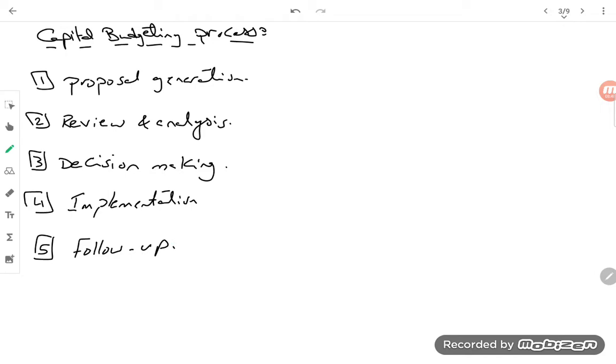Results from the project should be monitored, and the actual cost and benefit should be compared with those that were expected before in case of review and analysis. And the corrective actions should be taken if there are any disturbances. Okay, so these are the main 5 steps for any capital budgeting process.